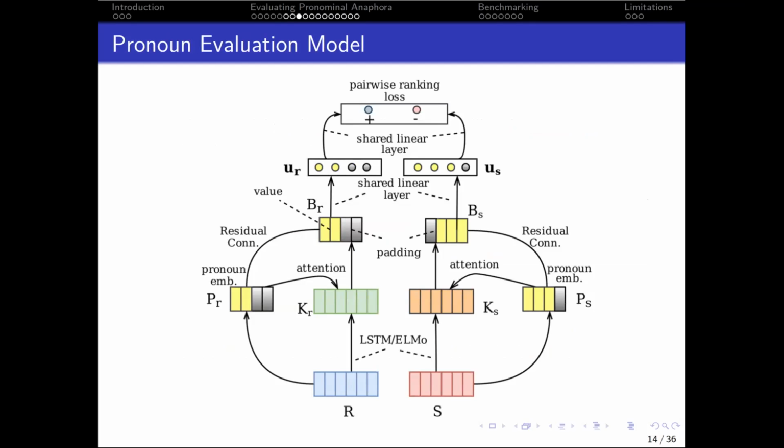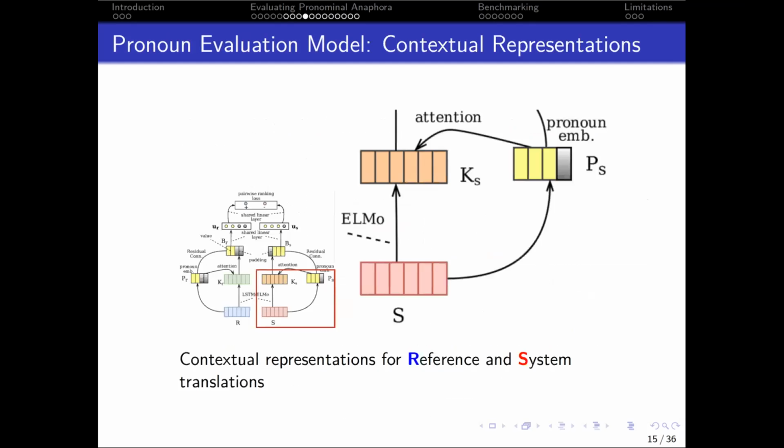So I'll start from the bottom up, and as an example, let's look at the system translation. The first thing we do is to get representation. This is a slightly older model, so it uses Elmo. We did also try this with BERT, and there wasn't a significant improvement in results. The limitations of this model are not really because of the representation, so I think we can probably set that aside for now.